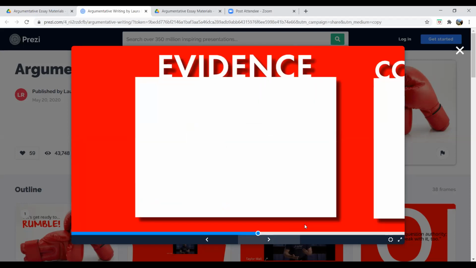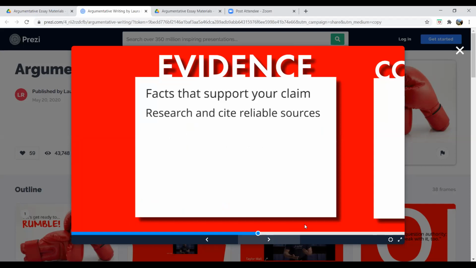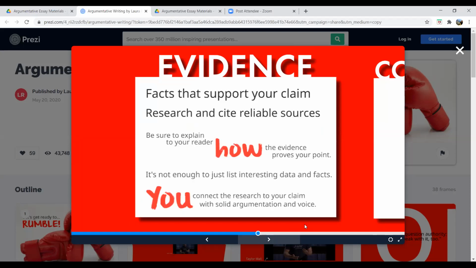Okay, then we need evidence. What is evidence? Evidence is facts that support your claim. Research and cite reliable sources. Be sure to explain to your reader how the evidence proves your point. It's not enough to just list interesting data and facts. You need to connect the research to your claim with solid argumentation and voice. That just means you basically need to sound confident when you're trying to convince somebody to agree with you.